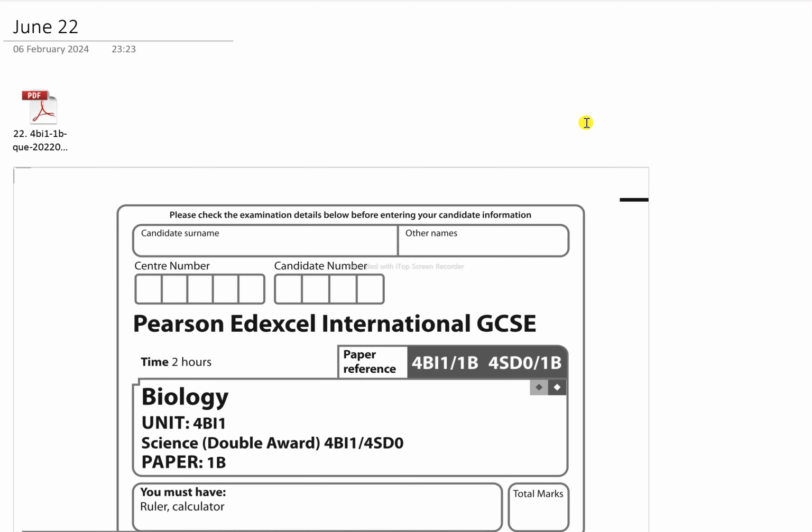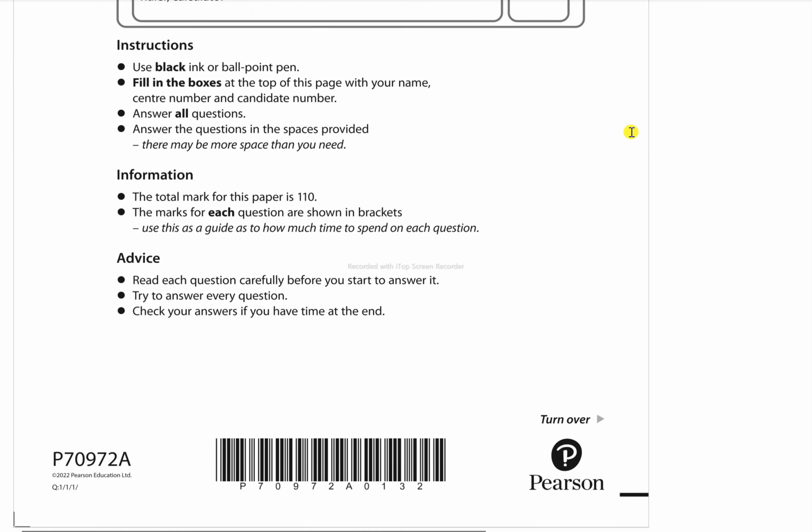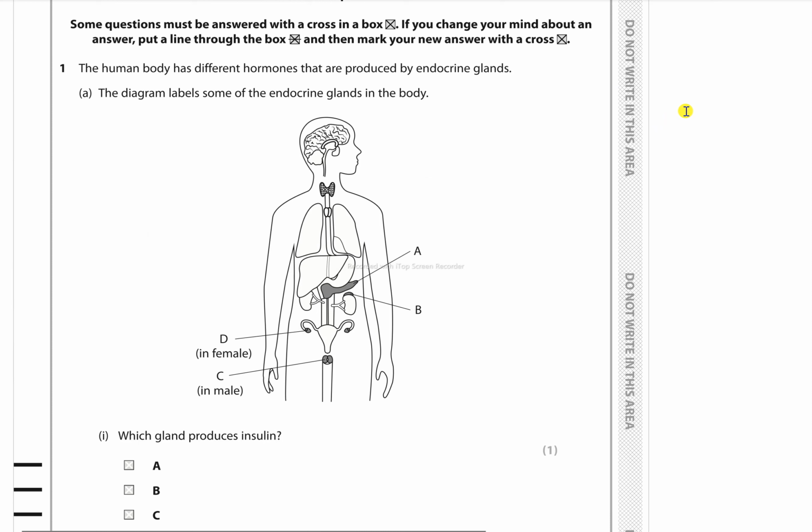Right, okay, here we're going to do this 2022 paper. This is my third time attempting to do it without mistakes.